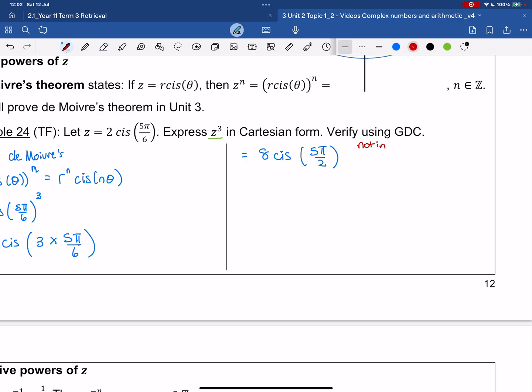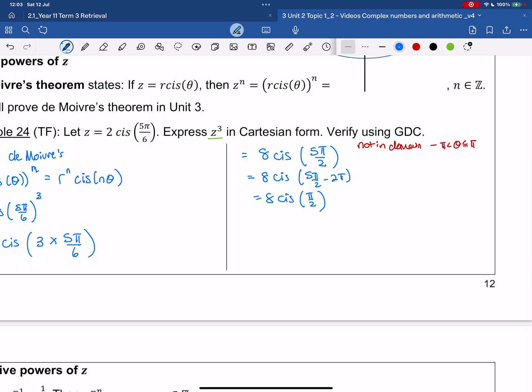And my alarm bells start ringing because that's not in my domain for a principal argument, so not in domain. So it's not from negative pi to positive pi. So I first need to turn it into a principal argument. And 5 pi on 2, if I subtract 2 pi, I'll get pi on 2. So it's going to be 8 cis of 5 pi on 2 minus 2 pi, and that gives me 8 cis pi on 2.